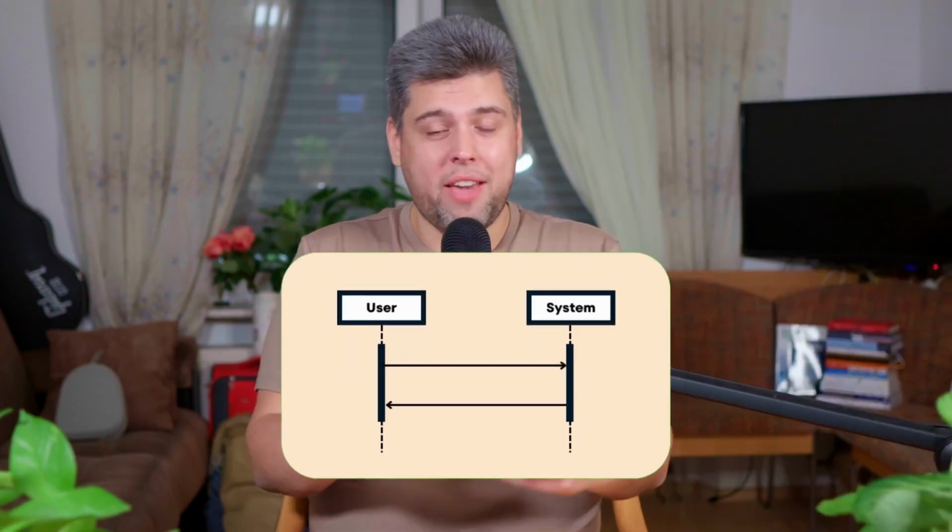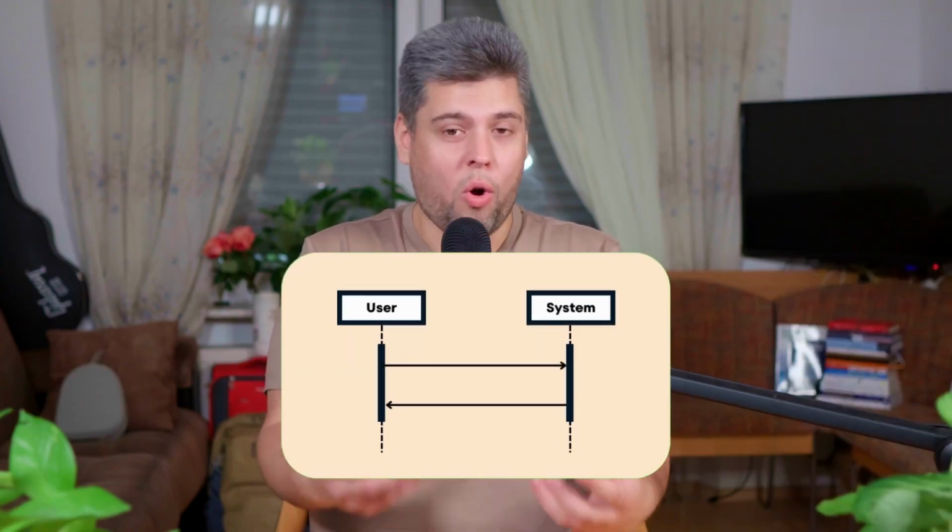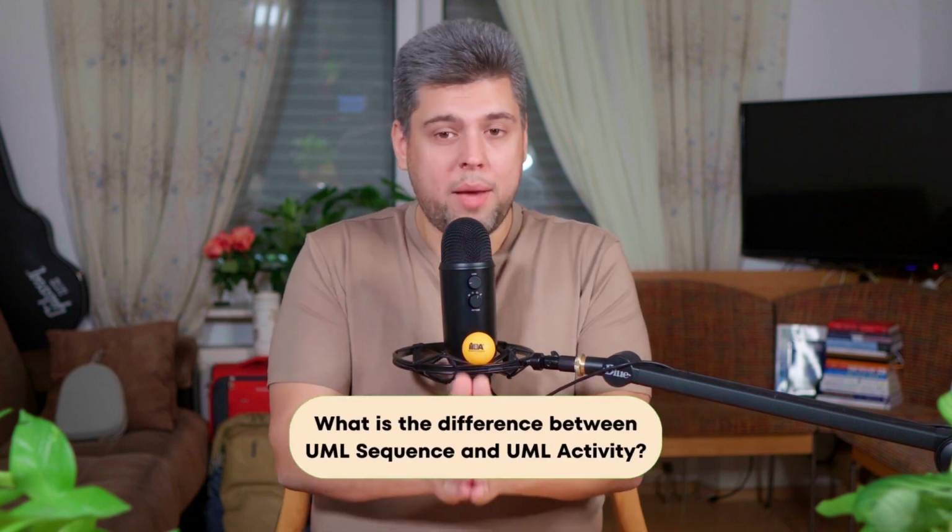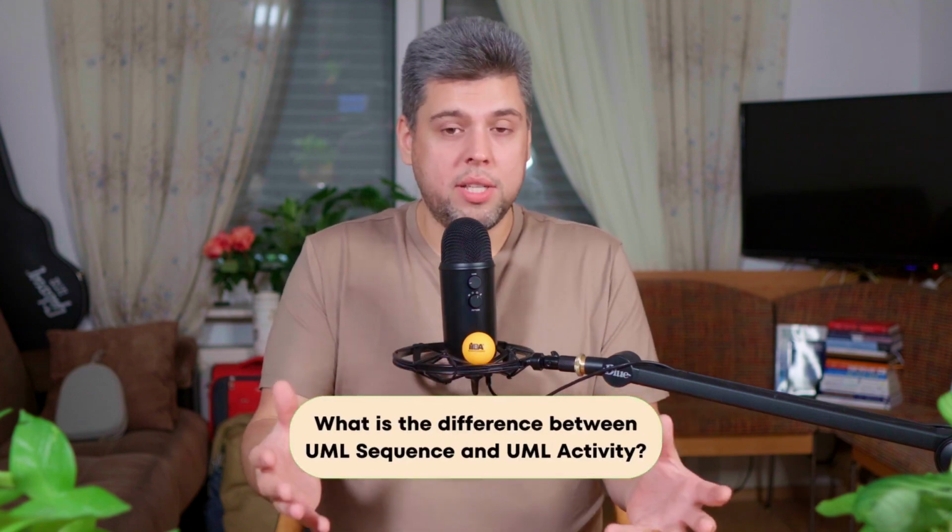UML Sequence is a behavior diagram that shows how classes or objects in the system interact with each other over time and the order of those actions. This diagram provides a detailed view of a specific process within the system on a low level. The popular question is why business analysts must learn sequence diagrams if they feel so similar to activity diagrams or flowcharts. The answer is that those diagrams have different focuses.